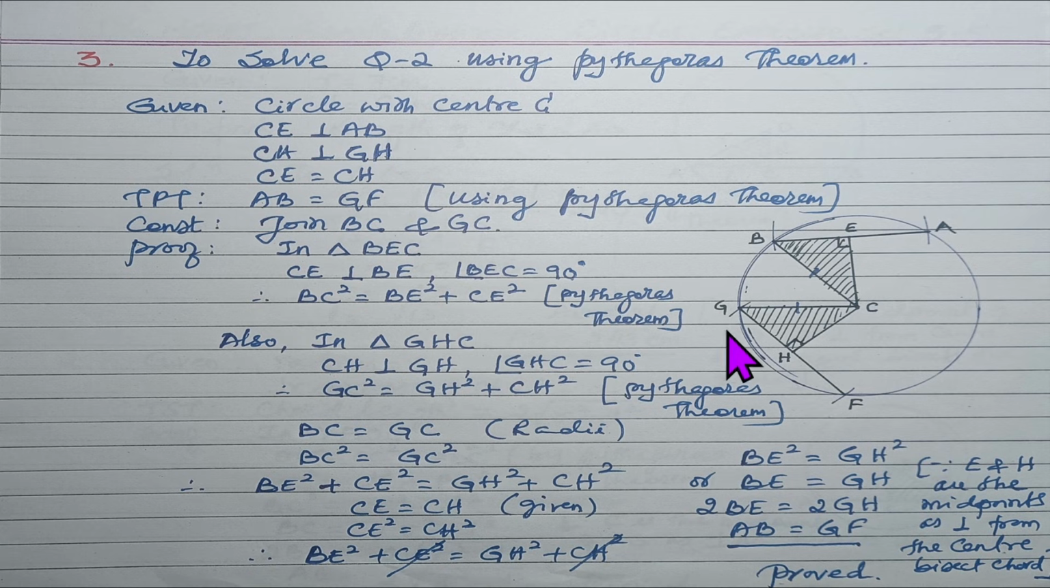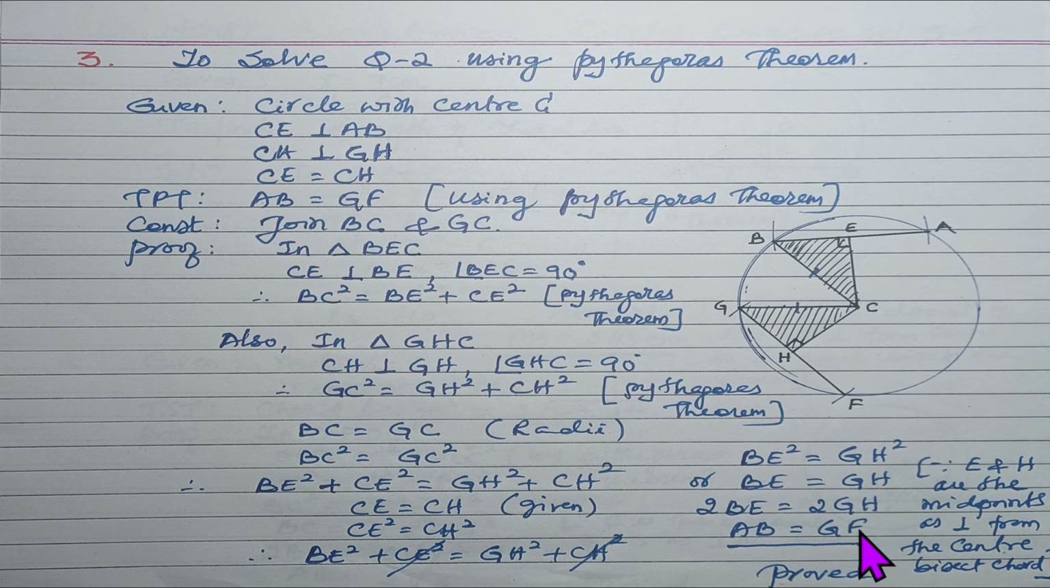So if BE square is equal to GH square, taking square root on both sides, we get BE is equal to GH, or 2 times BE is equal to 2 times GH, and AB is equal to GF. And understand here, BE is half of AB because E is the midpoint of AB and H is the midpoint of GF, and therefore 2 times GH is GF and 2 times BE is equal to AB.